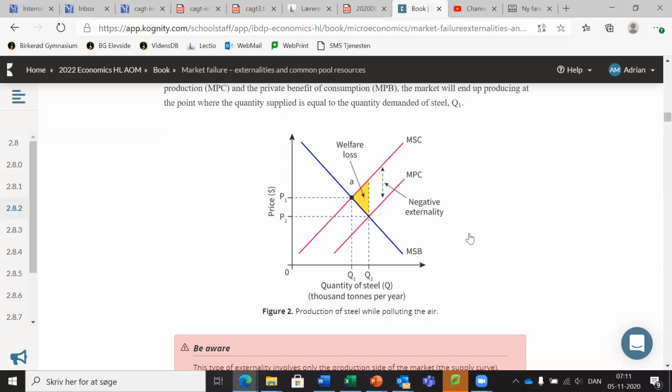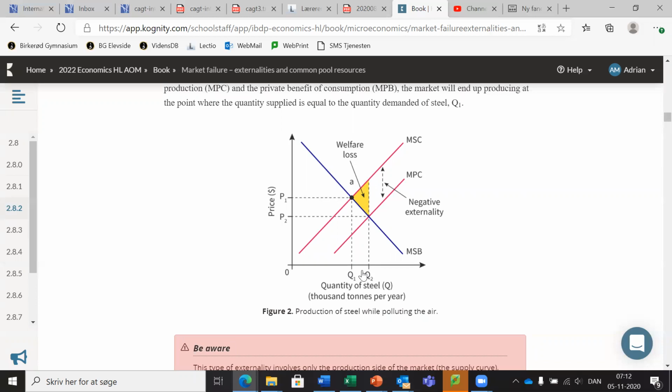So we all know that for higher costs, we have a lower supply, a supply curve to the left. So the true supply curve for this market is to the left. We should end up then at Q1. So what is this welfare loss? Well, Q1 and Q2, this is the overproduction between Q1 and Q2.